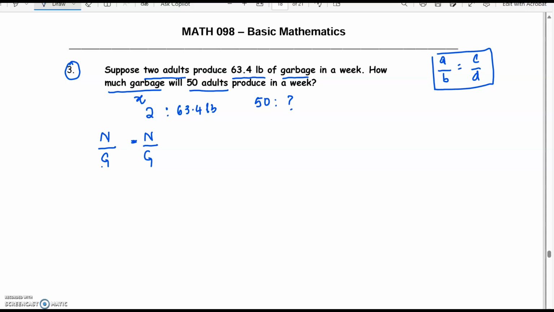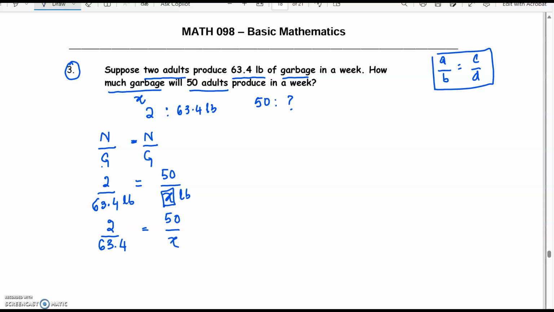So let's write this down. Two adults produce 63.4 pounds of garbage, and that is proportional to the amount of garbage that 50 adults will produce. And we don't know what it is, so our answer will be X. We're going to call it X for now, and we're going to figure out what X is. So I'm going to drop the units, so it's just the numbers that we work with, but at the end we'll think about what the answer means. So that's 50 over X.